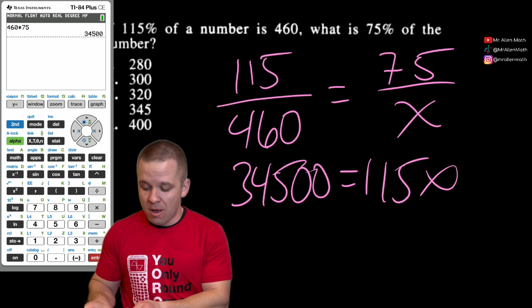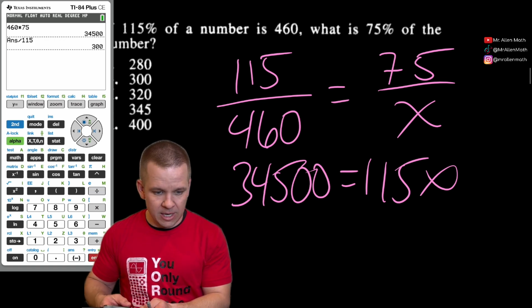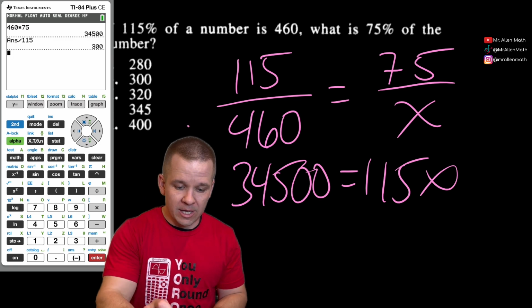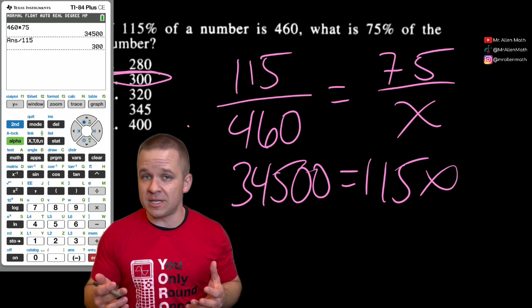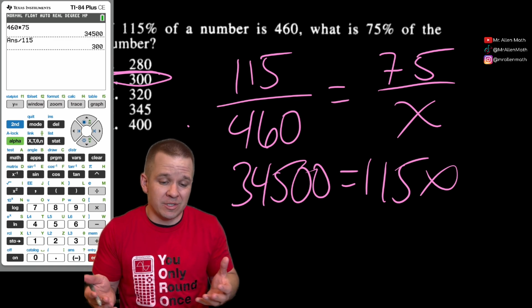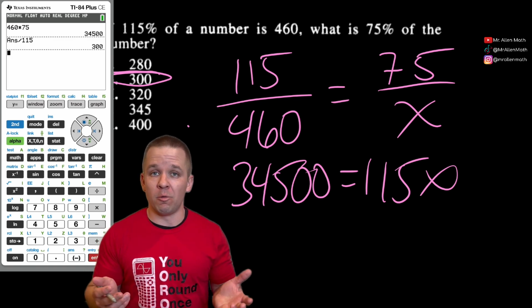Let's divide that by 115 now. Divided by 115. Hit enter. We get 300. Boom. That is choice G. It's dope. And there's a couple different ways of setting that one up. I personally like proportions because proportions can be used in a variety of scenarios. Maybe another one will come up here in a little bit.